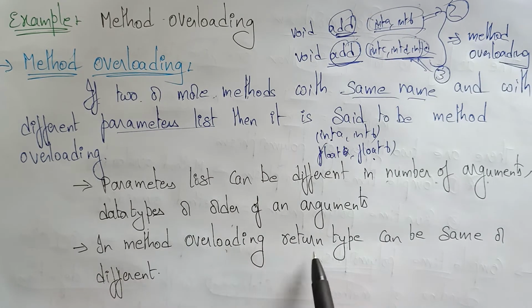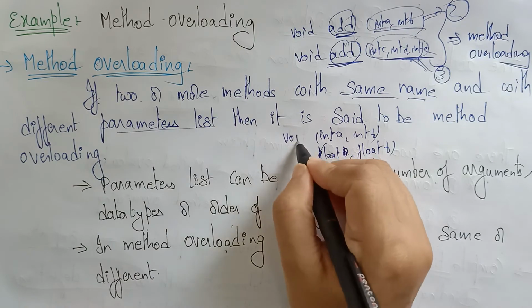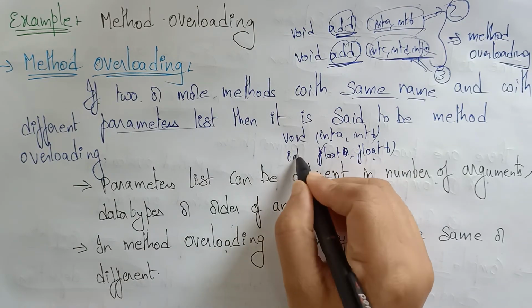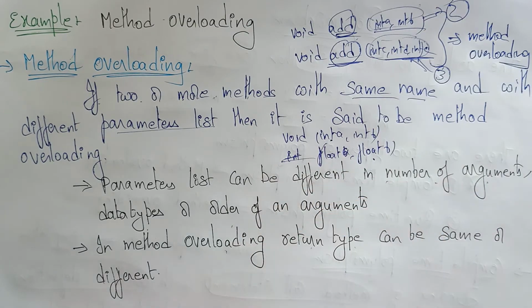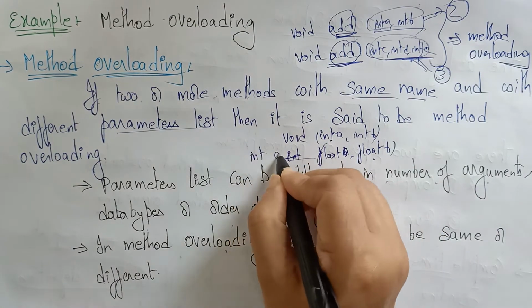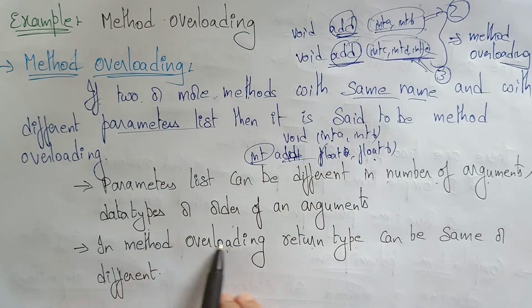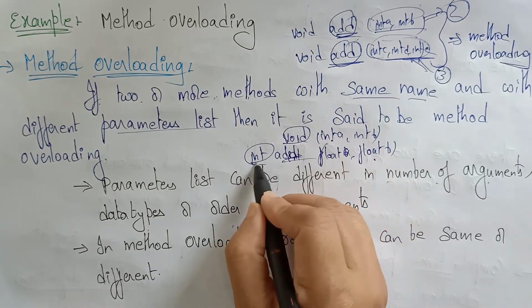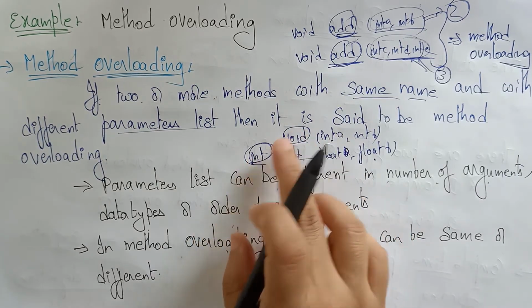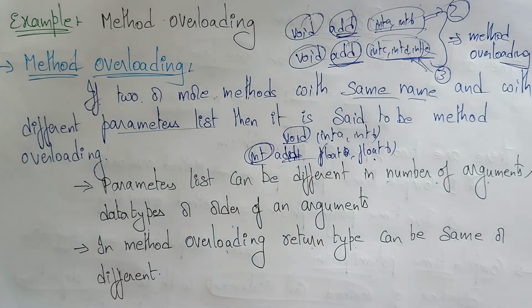In method overloading, the return type can be the same or different. Here I am using void and here I am using int. Something like, if I am using int here, you can also use int here, int add float. So this is the return type. In method overloading, return types can be the same or different. So here I am using void and here I am using int. It can be different, or here you can use the same. So that is method overloading.